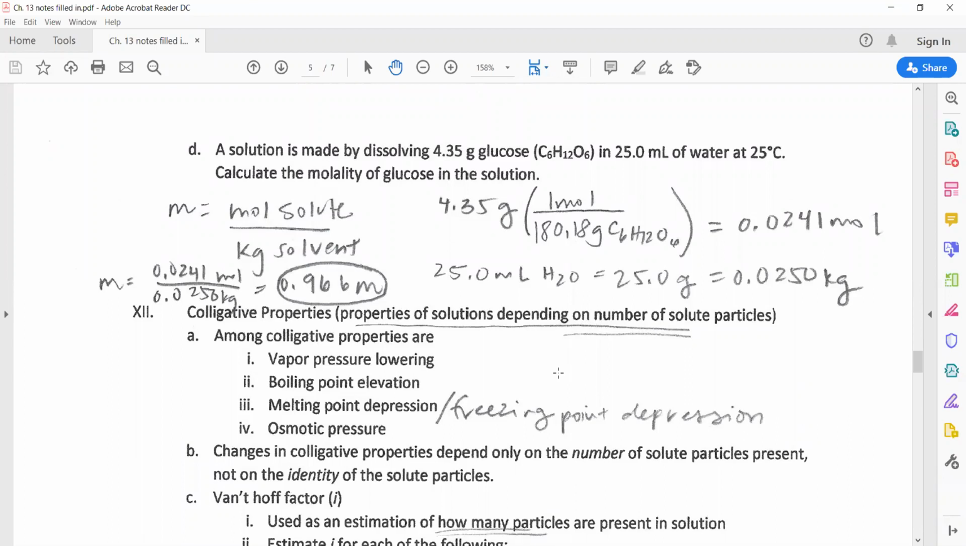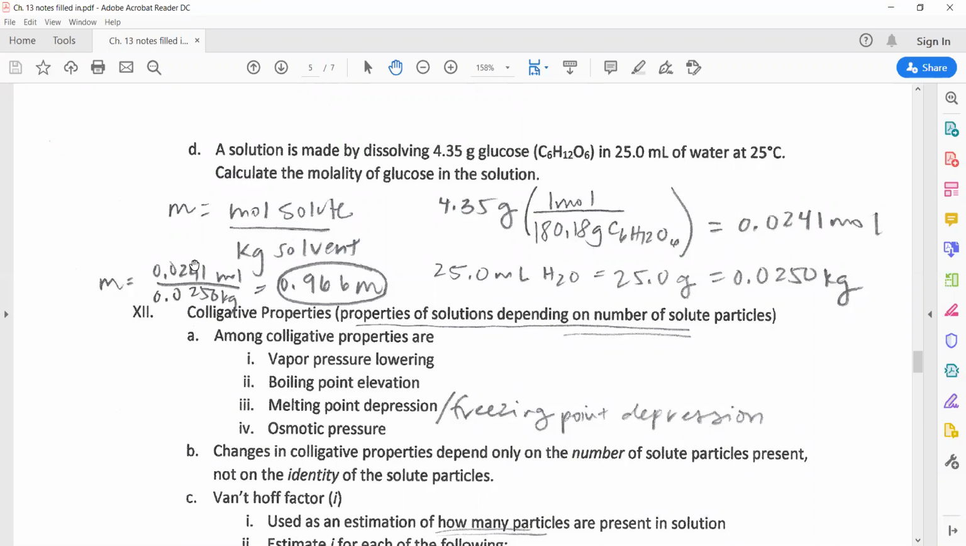Here, a solution is made by dissolving 4.35 grams of glucose in 25 milliliters of water. Calculate the molality. So I like to always remind myself, what is molality? So what am I looking for? Well, I've got to figure out moles of my solute, and I've got to figure out kilograms of solvent. It's kind of two different pieces. So if I focus on my solute first, which is the glucose, I can easily go grams to moles using the periodic table and get to my moles of solute. So that's what I do: 4.35 grams, divide by the molar mass of glucose, and here's my moles.